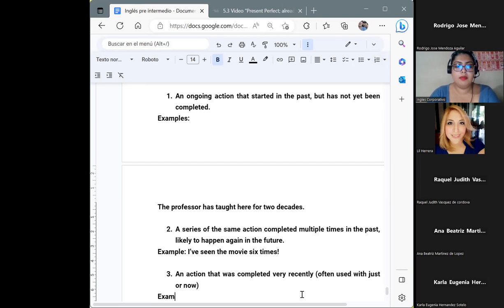In this case, we have the example. I shouldn't eat anymore because I've just brushed my teeth.